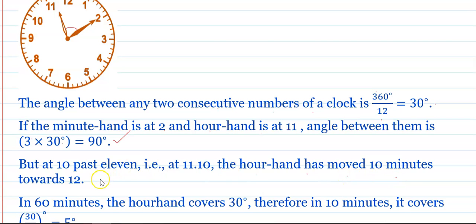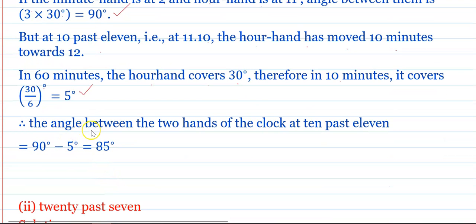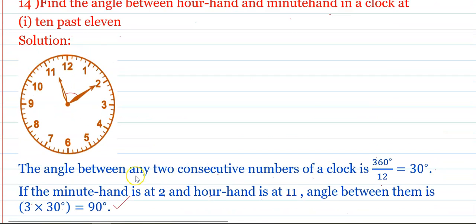10 minutes towards 12. Therefore, in 60 minutes, the hour hand covers 30 degree, and therefore in 10 minutes it covers 30 upon 6 degree. That is 5 degree. In those 10 minutes, the angle covered is 5 degree. And therefore the angle between the two hands of the clock at 10 past 11 is 90 minus 5 degree, which is 85 degree. Okay. This is the answer.